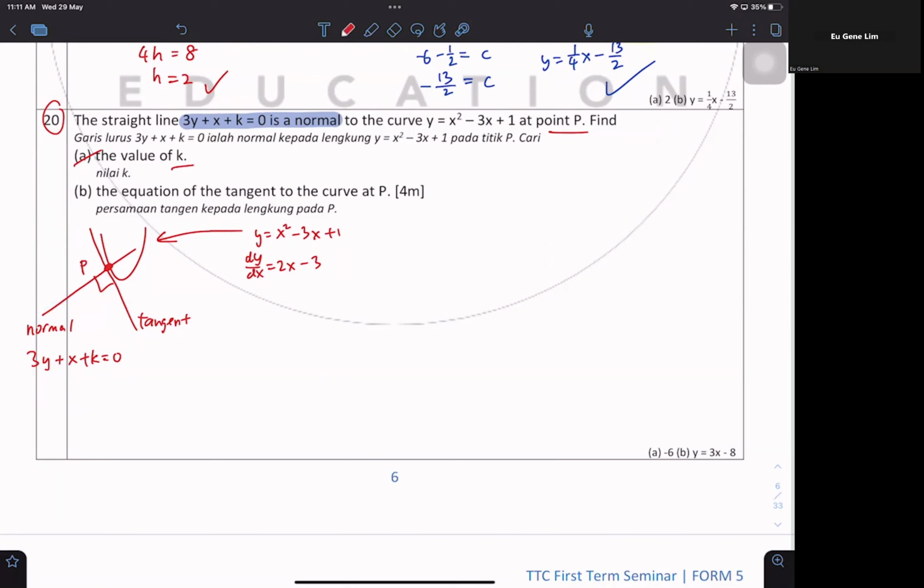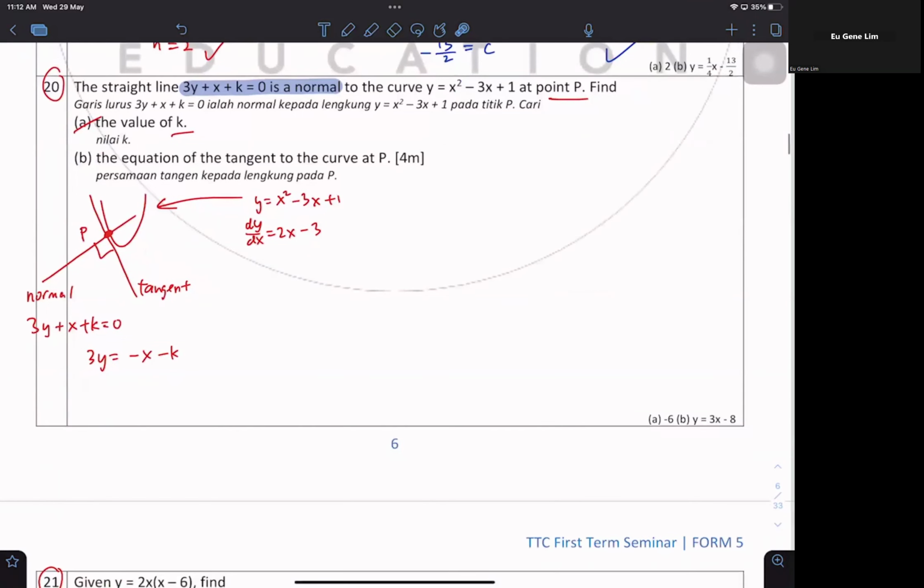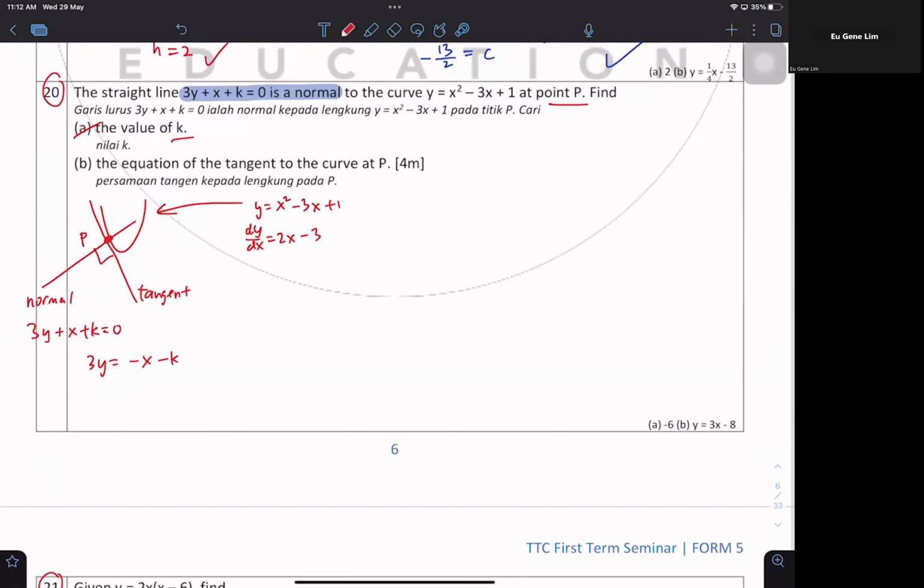First you bring the x and k to the other side. So 3y equals -x, -k. Times 3, bring over, divide 3. So like this. -1 over 3 x minus k over 3. So the gradient of the normal is negative 1 over 3. So I write M2. Normal is M2.